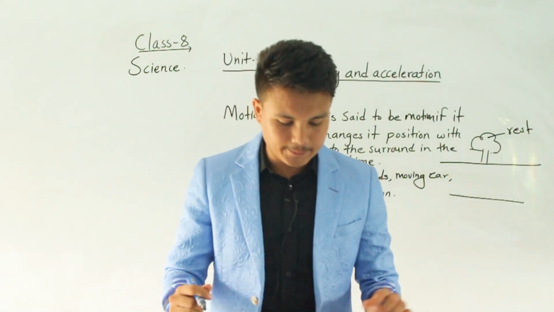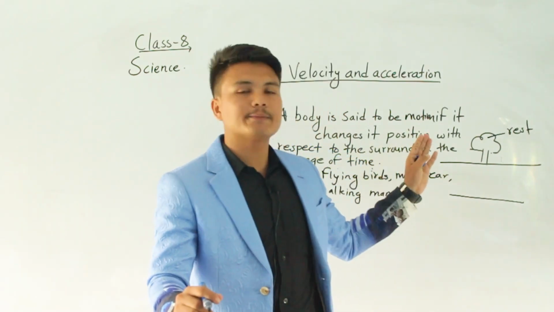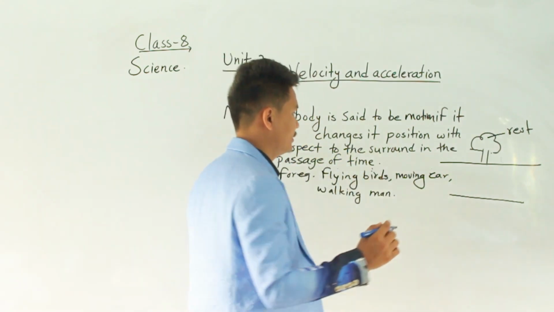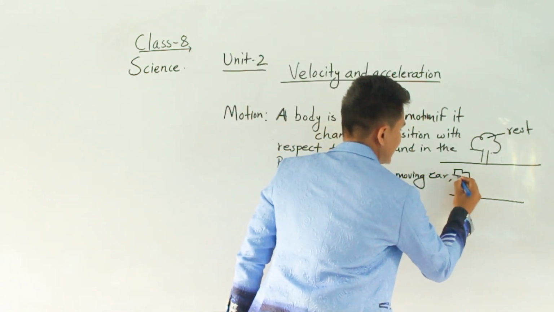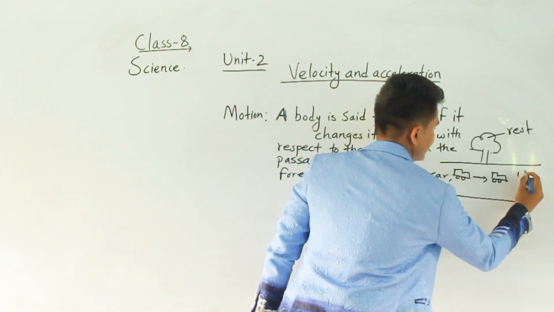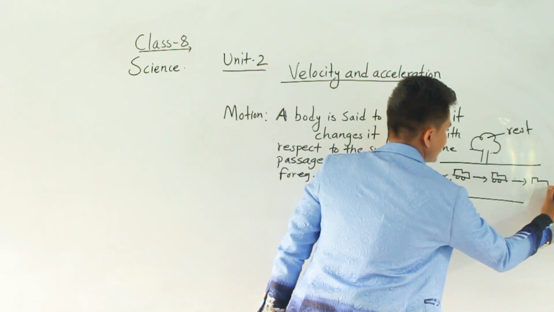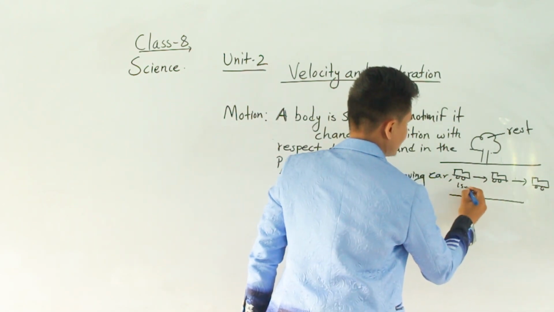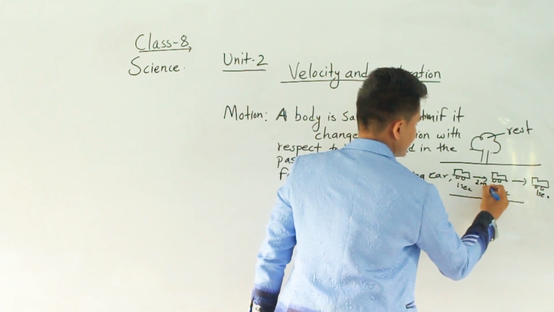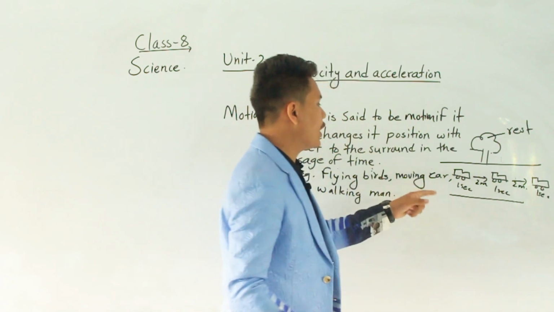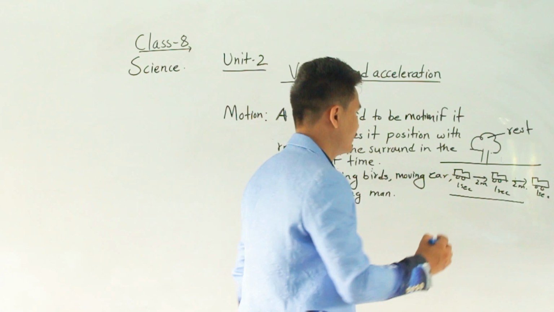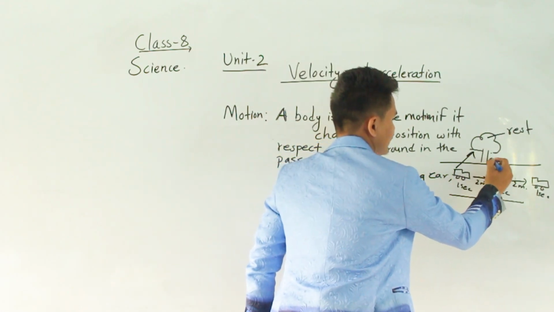That tree is at rest position, which does not change its position according to the surrounding, but the car changes position, right? So if a car, with a certain time, changes its position, it covers 2 meters in every 1 second. Then that car changes position according to the surrounding.